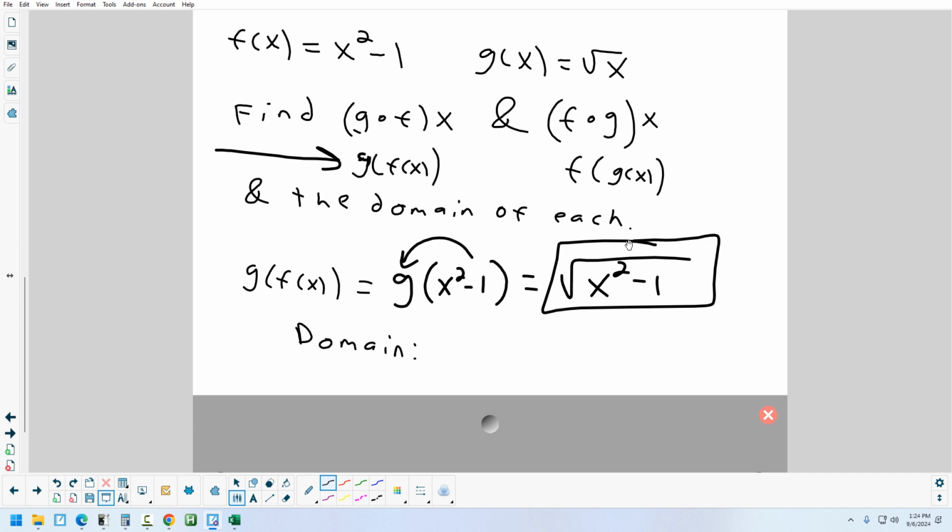Any questions on that? I'm just confused on that last step. On the very last thing you did? So you took this and you filled it in right there. If that was a number, like let's say it was 9, I would normally take 9 and plug it in right there and do the square root of 9. Since it's x squared minus 1, I'm going to do the square root of x squared minus 1.